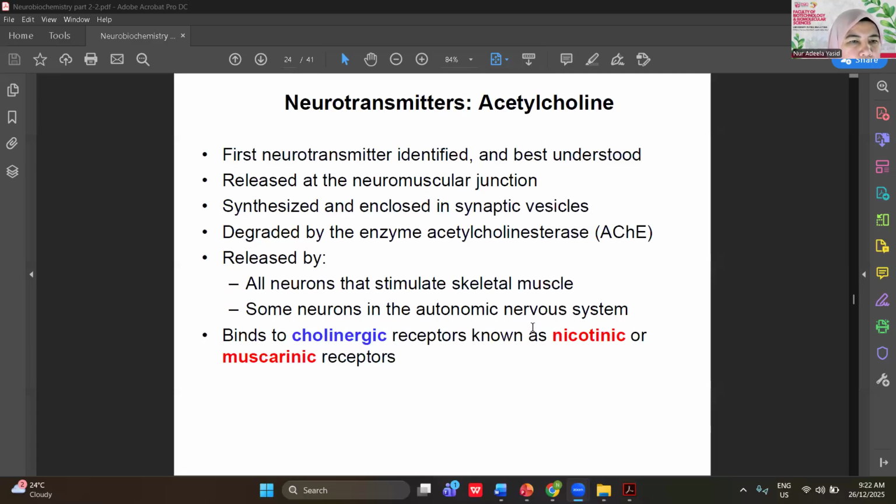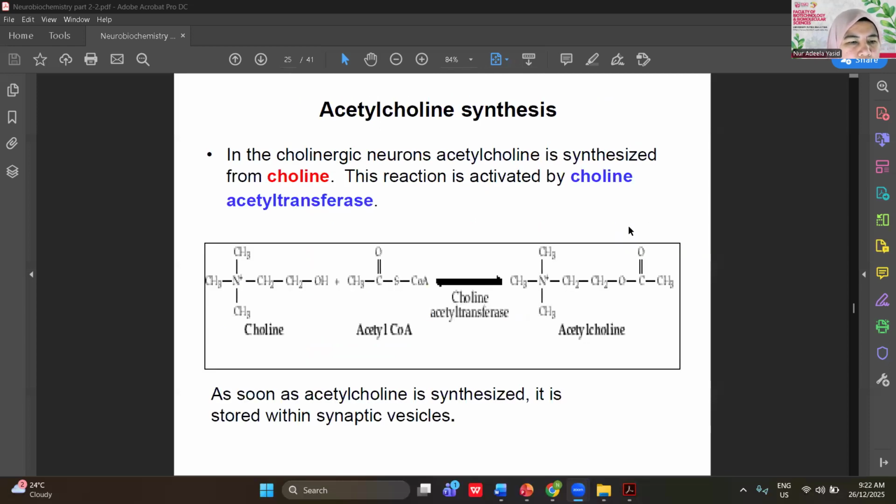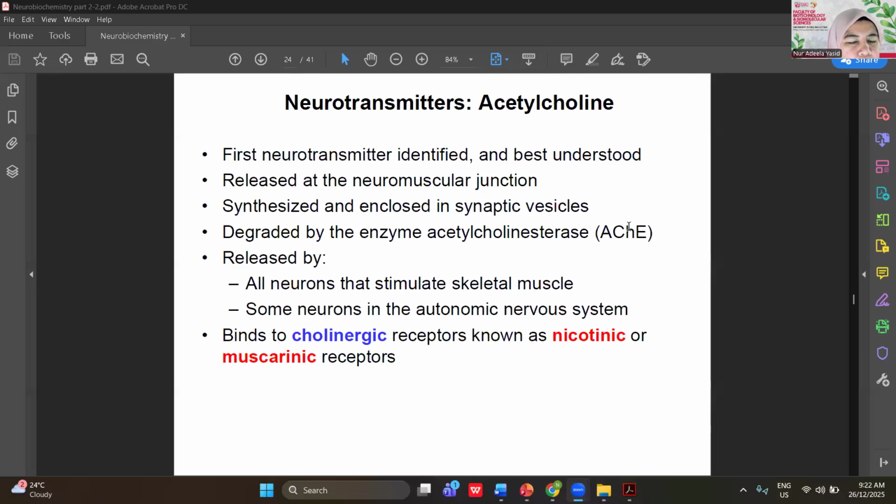So I think you can summarize these notes on acetylcholine. How does acetylcholine play its role as a neurotransmitter? We know that acetylcholine is the first neurotransmitter identified and is one of the best understood.